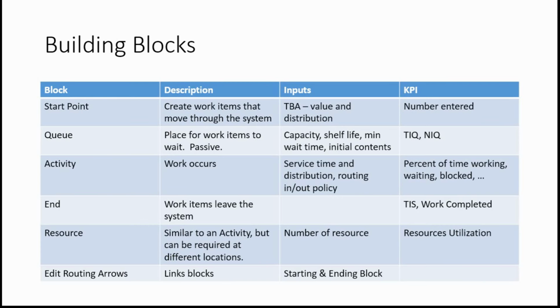We've got to have a starting point. We get to be God and we get to create, and that's what the starting point block does: it allows us to create things that are going to move around our system. These can be people or parts or cars, but we've got to have an origin, a place for those to start, and that's what starting points are. By far the most important parameter that you'll need is the time between arrivals. If things arrive more frequently, the time between arrivals will be smaller.